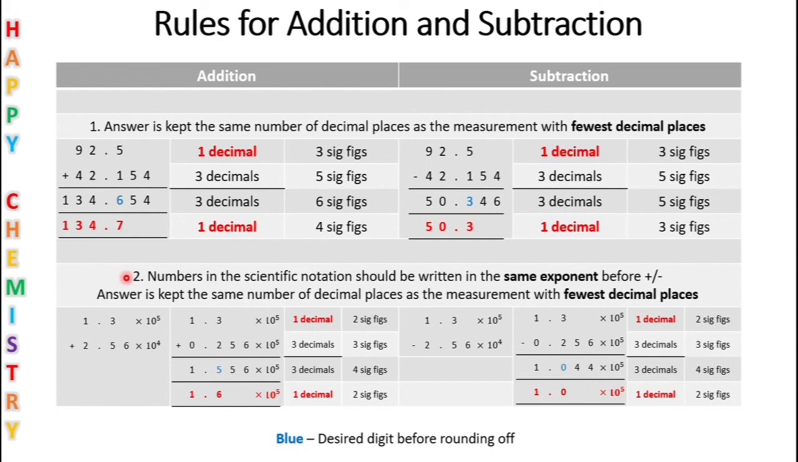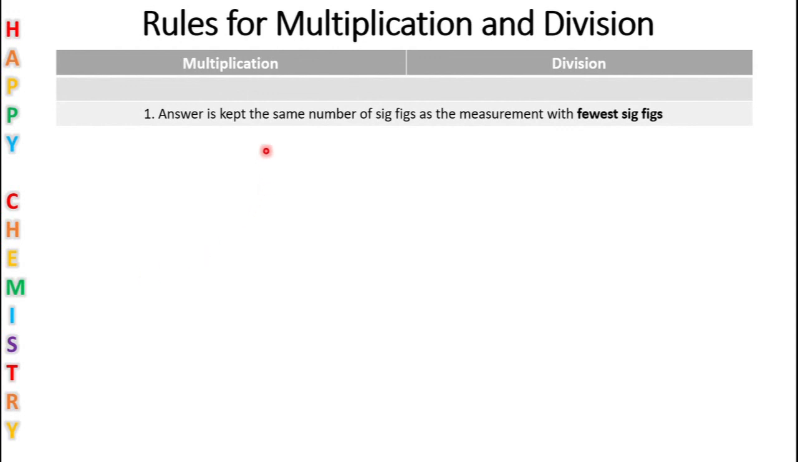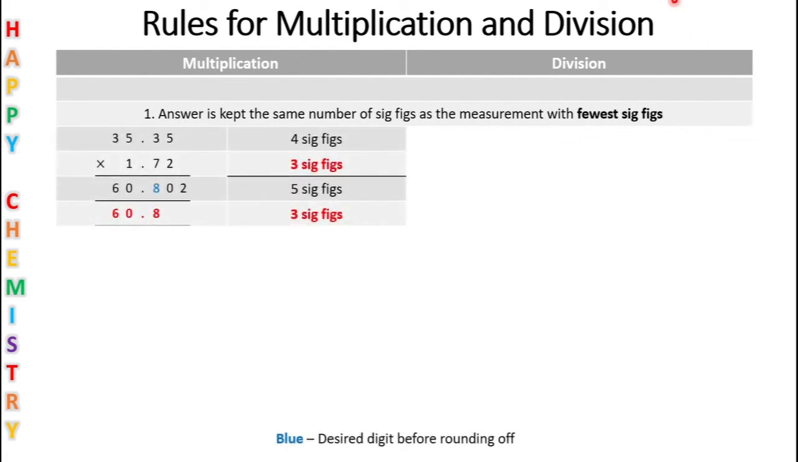Now we will look at multiplication and division. There are two rules. The first rule is the answer should be kept the same number of significant figures as the measurement with fewest number of significant figures. It is important to note that here we are looking at the minimum number of significant figures. The desired digit according to the number of significant figures is indicated in blue in the examples.